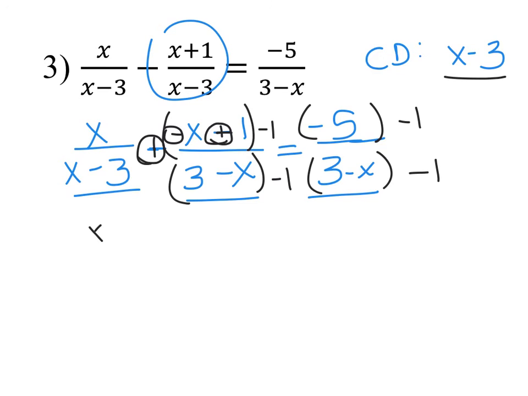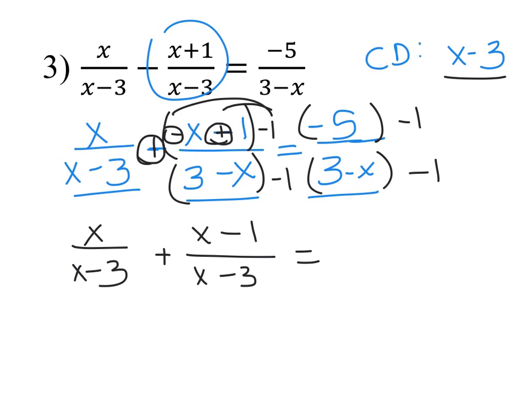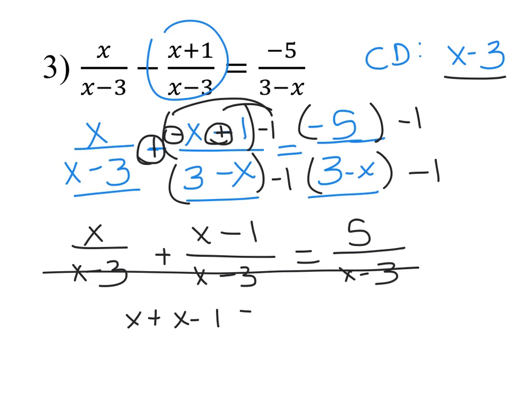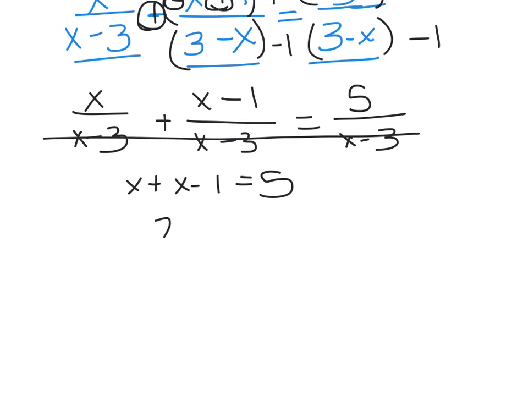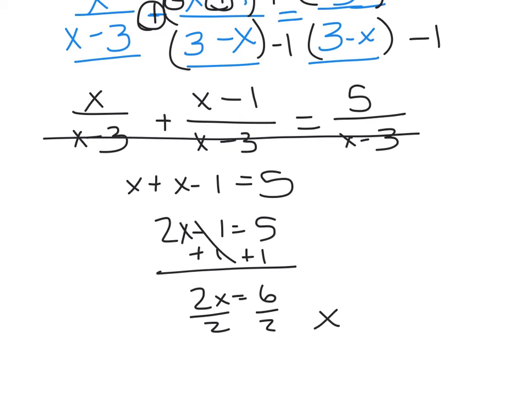So when I do that, I get x over x minus 3 plus, so this negative, I'm changing it back basically, is positive x and a negative 1 over x minus 3. And this side is just 5 over x minus 3. Denominators get canceled out, and we have a nice simple equation. x plus x minus 1 equals 5. Solve it. We get 2x minus 1 equals 5. Add 1. 2x equals 6. Divide by 2, and x is 3.